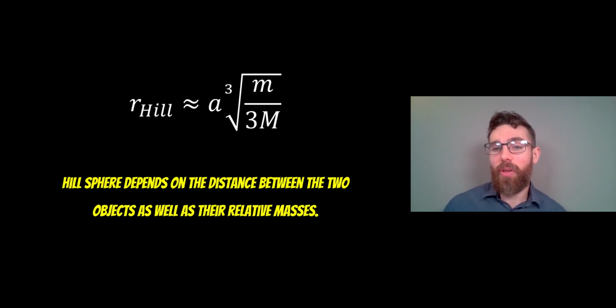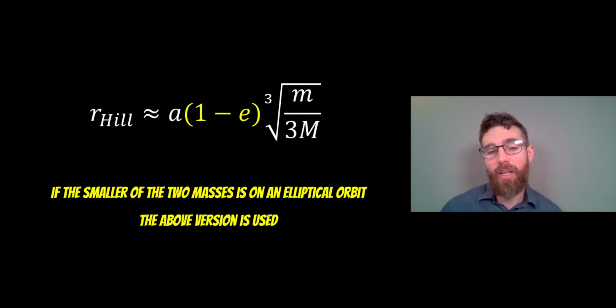And the same is true for the mass. So if the smaller mass, the planet mass, is bigger, they will have a bigger hill sphere. If they have a smaller mass, they'll have a smaller hill sphere, and if the larger of the two masses is bigger in comparison to the smaller one, then again you get a smaller hill radius. So it's about the relative masses and the distance between them.